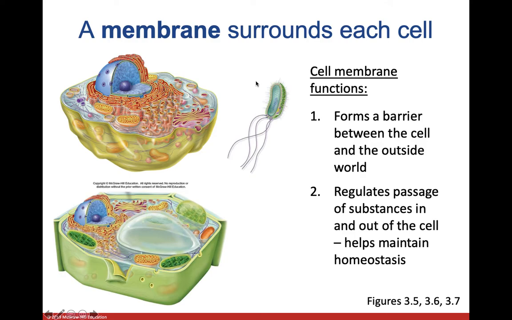What it also does is it helps regulate things that move in and out of the cell. So ions, nutrients, waste products are going to have to move in and out of the cells through those cell membranes. So the cell membrane is going to regulate the movement of those things in and out of the cell to help maintain homeostasis. If I need more nutrients, I'll let more nutrients in. If I need to get more waste products out, I'll let more waste products out, and that kind of stuff.